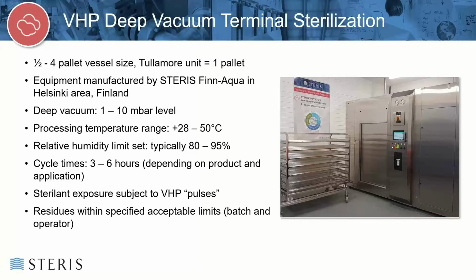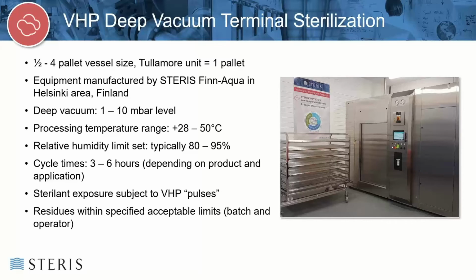Our process temperature range then is between 28 and 50 degrees, with our average cycle taking place at around 35 degrees Celsius. And we then have a set relative humidity limit within our chamber to make sure that the process remains dry throughout and there's no condensation. And this limit is typically 80 to 95%.